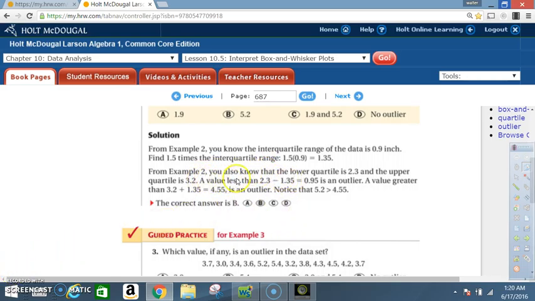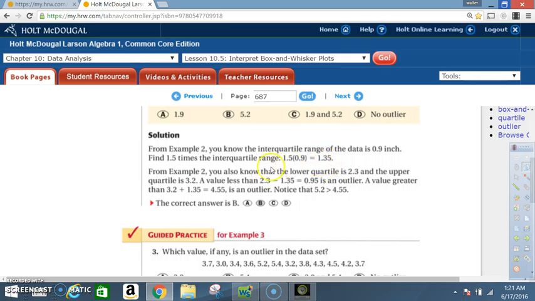So once again, a value less than 2.3 minus 1.35, which equals 0.95, is an outlier. A value greater than 3.2 plus 1.35, which is equal to 4.55, is an outlier. Notice that 5.2 is greater than 4.55. So the correct answer is going to be B.